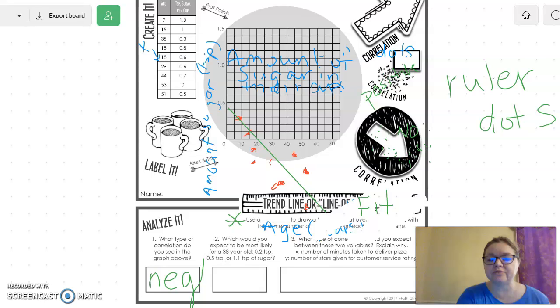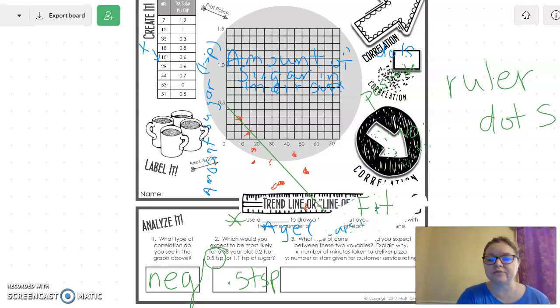And it says what would most likely expect for a 38-year-old. If you went back to your graph, mine doesn't work there anymore, and went up to that green line, it's going to be closer to 0.2, 0.5, or 1.1. If you look at it and you went up, it should be closer to 0.5 teaspoons. And we said around 40, right? It was about 0.5, so that's what we're looking for here. It would be closer to this one for a 38-year-old on our green line that we graphed before.